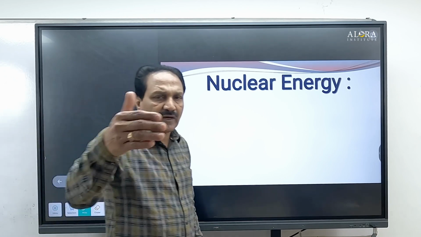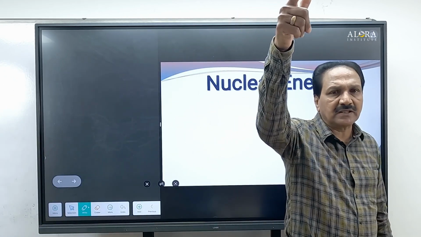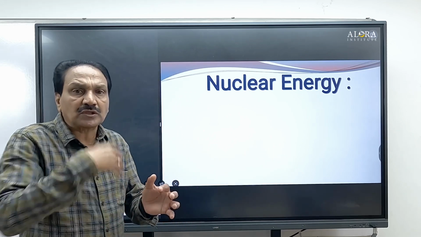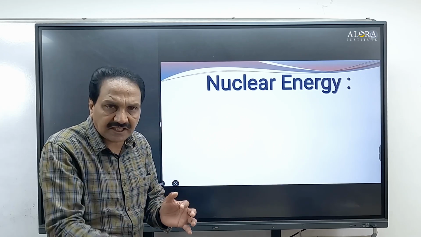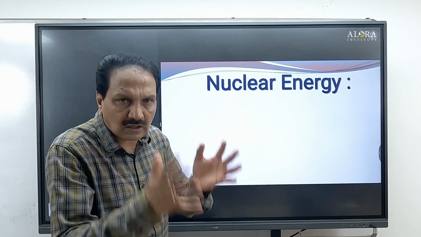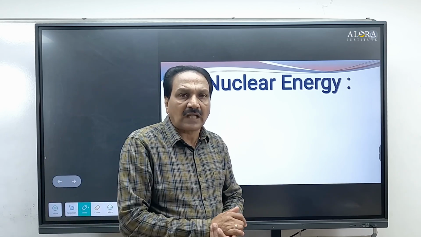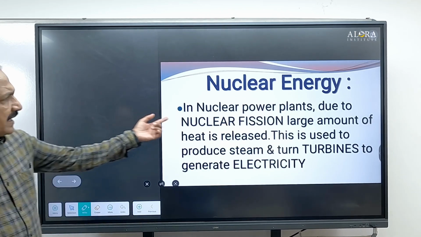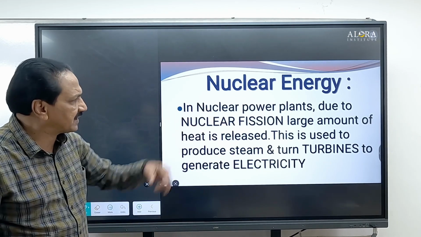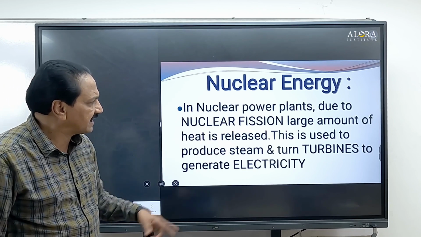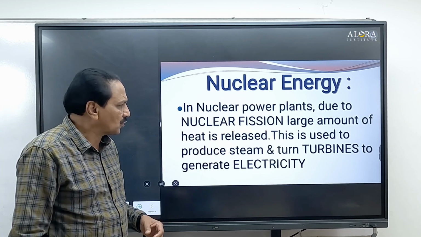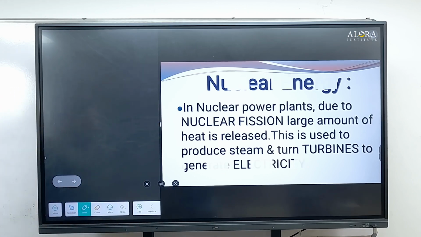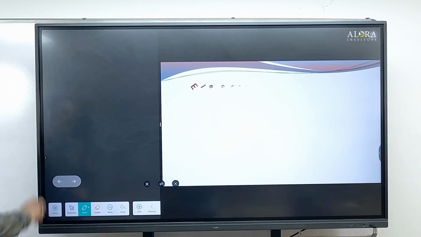Nuclear energy, just now I have explained in the Kaiga plant. The energy released due to the nuclear fission is used to produce heat, then steam, and then to rotate the turbines to generate electricity. Fine guys, in nuclear power plants, due to nuclear fission, a large amount of heat is released. This is used to produce the steam to turn the turbines to generate electricity. So these are the non-renewable resources.